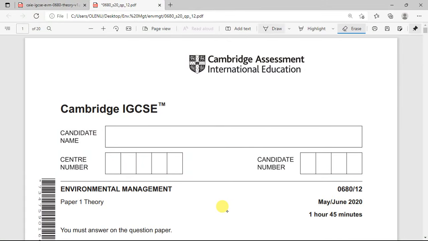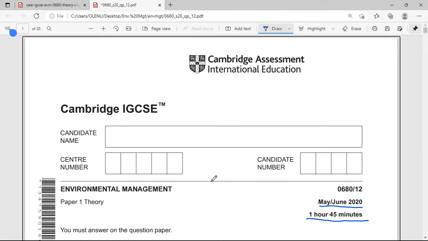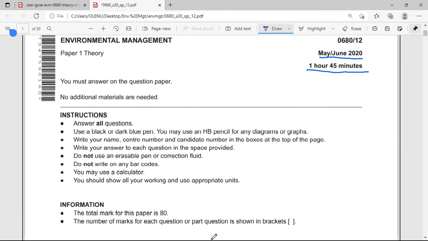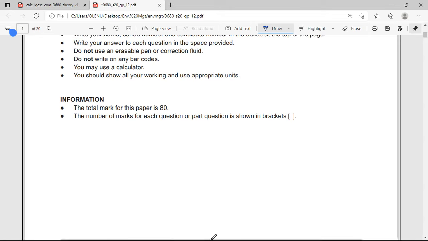A quick walkthrough in IGCSE Environmental Management Paper 1 Theory for May June 2020. This paper is for 1 hour 45 minutes. So let's see how to approach each of these questions in order to achieve the best possible mark.